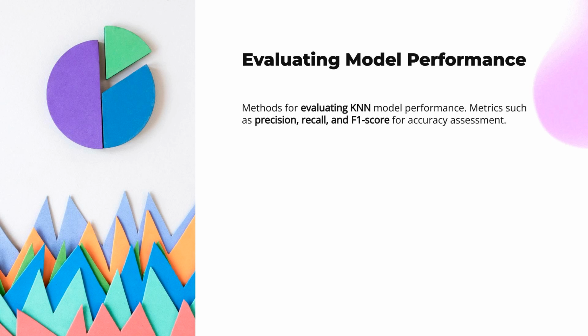Recall, the proportion of true positives among all actual positives. When to use: useful when the cost of false negatives is high, for example, fraud detection, safety critical systems. F1 score, the harmonic mean of precision and recall. When to use: provides a balance between precision and recall, useful for imbalanced datasets.